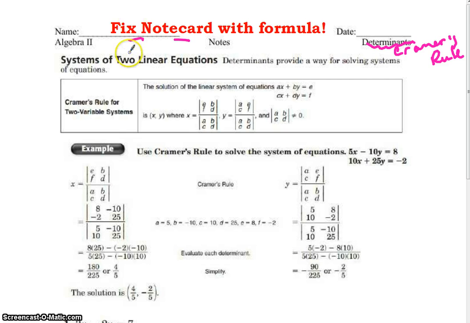So you need to get one of the blue note cards and you need to write down this formula. You need to write ax plus by equal e, cx plus dy equal f, and then you need to know that x is equal to this and y is equal to this. All of that needs to be written on your note card. So pause the video, take a minute, fill in your note card.